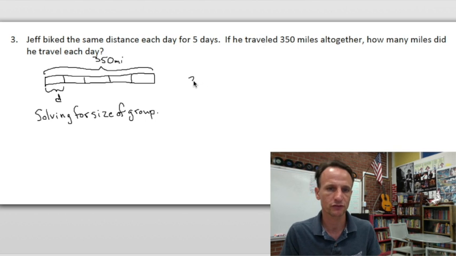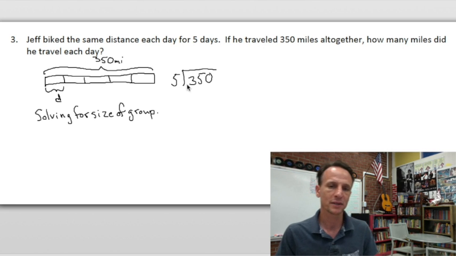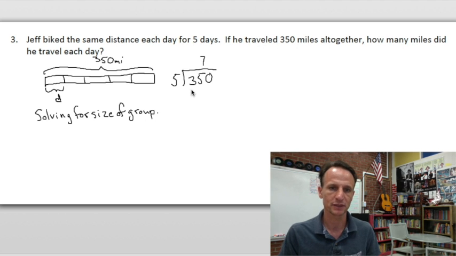So we have 350 miles, and you can easily see it's division. Don't just assume it is, because hey, we're doing division. You have to think about it. We have 350 miles that's divided across 5 days. So how many 5s in 35? Indeed, there are 7, because 7 times 5 is 35.